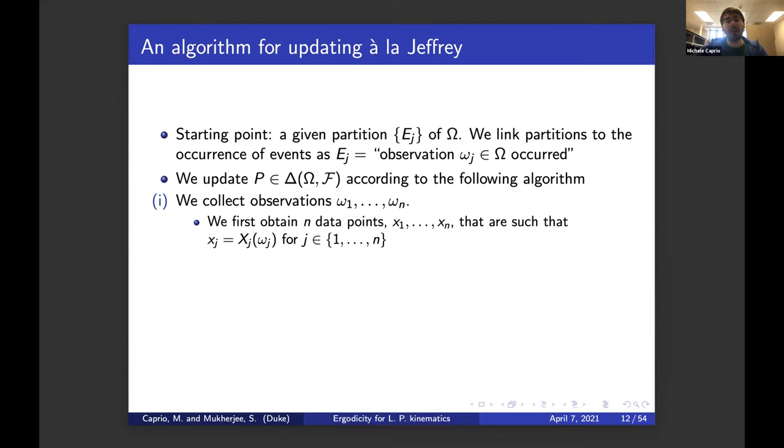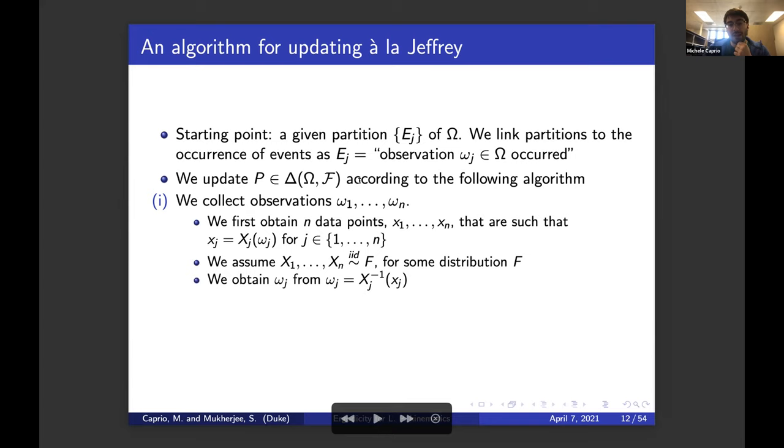So we collect observations omega 1 through omega n, and you should stop me right here and say, what the heck do you mean? We never collect observations in the form of elements of the state space. And you would be right. So this means that we first collect n data points x1 through xn that are, of course, images of random variables. And this is just a simplifying assumption. And then we retrieve the elements of the state space as counter images of these random variables.